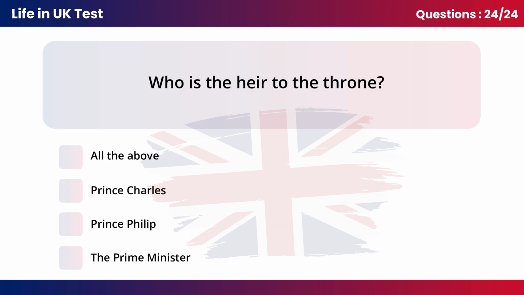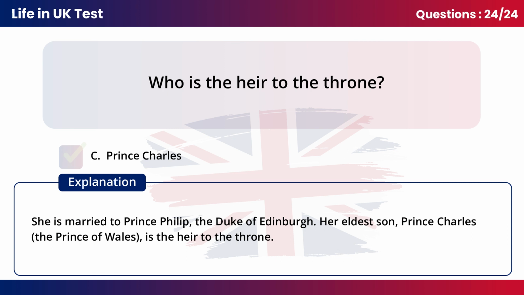Question 24. Who is the heir to the throne? C. Prince Charles. She is married to Prince Philip, the Duke of Edinburgh. Her eldest son, Prince Charles, the Prince of Wales, is the heir to the throne.